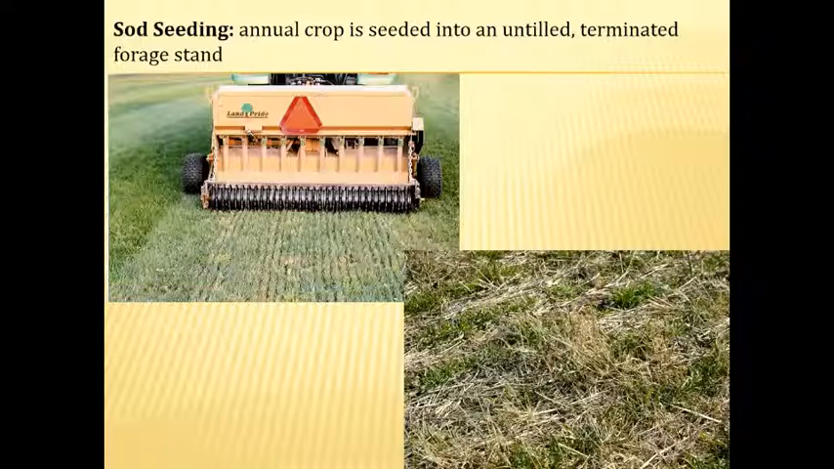What do you mean by sod seeding? Sod seeding is when an annual crop is seeded onto an untilled terminated forage land or forage stand. So in these two pictures you will understand the annual crops are seeded onto the terminated forage lands. This is a mechanical way of sod seeding. This is a manual way.